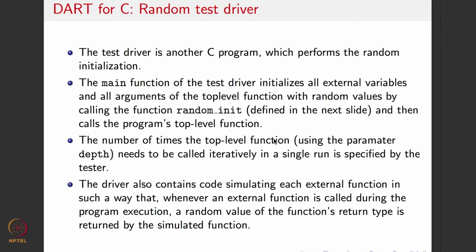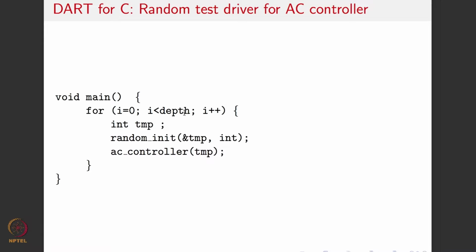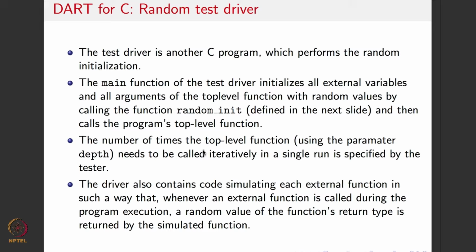The number of times the top level function is called is specified by the tester. For example, this depth: how many times to call this random initialization? You run it once, you run it twice, that's up to us. Maybe you run it once, DART attempted and was not successful, so you might want to run it again. So this depth value is determined by the tester. That basically calls the random init function as many times as needed. This driver also contains code for simulating the external functions, such that whenever an external function is called during program execution, a random value of the function's return type is returned by the simulated function.